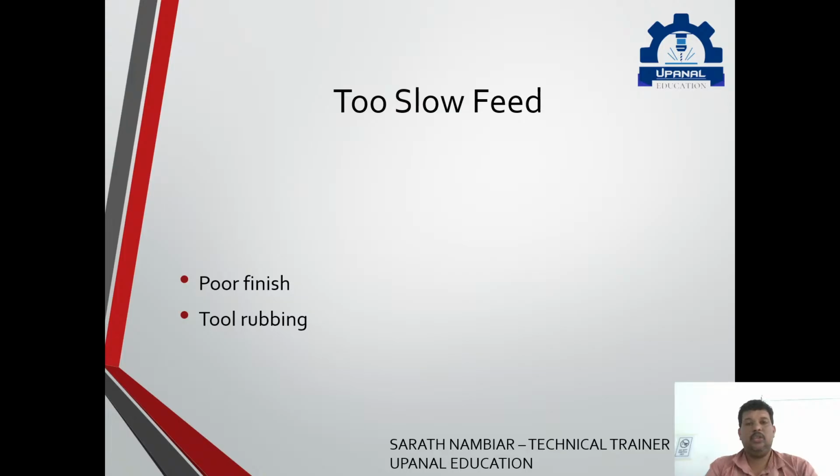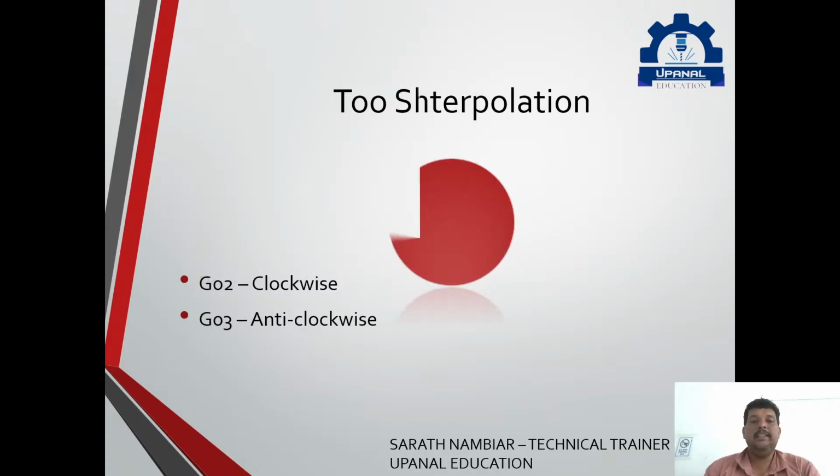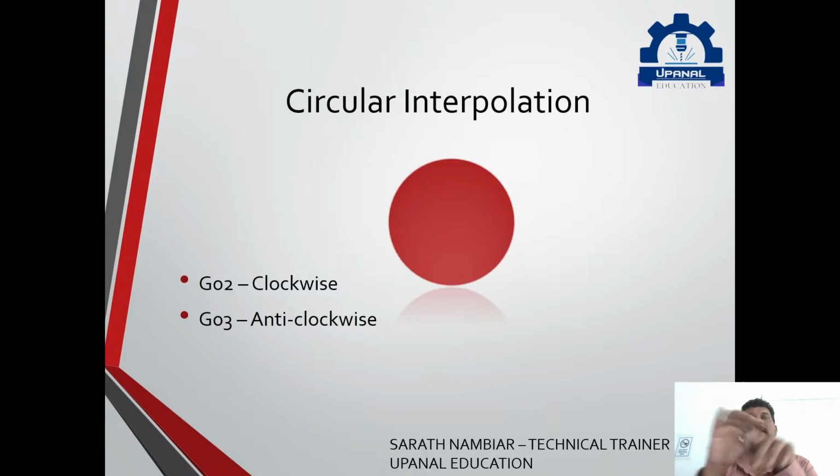So we saw G00, we saw G01. Now we are going to G02. G02 is nothing but circular interpolation. Circular interpolation means when the tool moves along a curve. With G01 we go in straight lines. G01 is only for straight lines, along the x-axis, y-axis, z-axis.